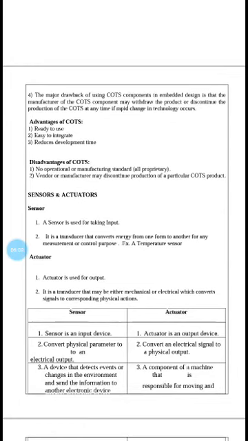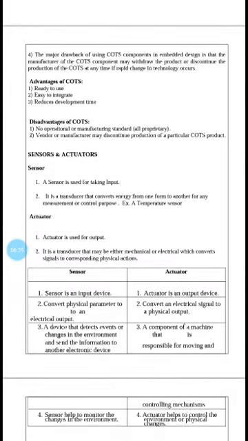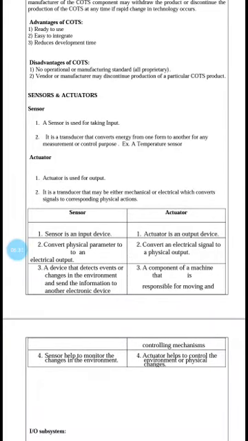Likewise, we'll see the actuator. An actuator is used for output purposes. Again, an actuator acts as a transducer, which might be either mechanical or electrical, and converts signals to a corresponding physical action. Next we will see the difference between sensor and actuator. A sensor acts as an input device, while an actuator acts as an output device. A sensor converts a physical parameter to an electrical output, while an actuator converts an electrical signal into a physical output.